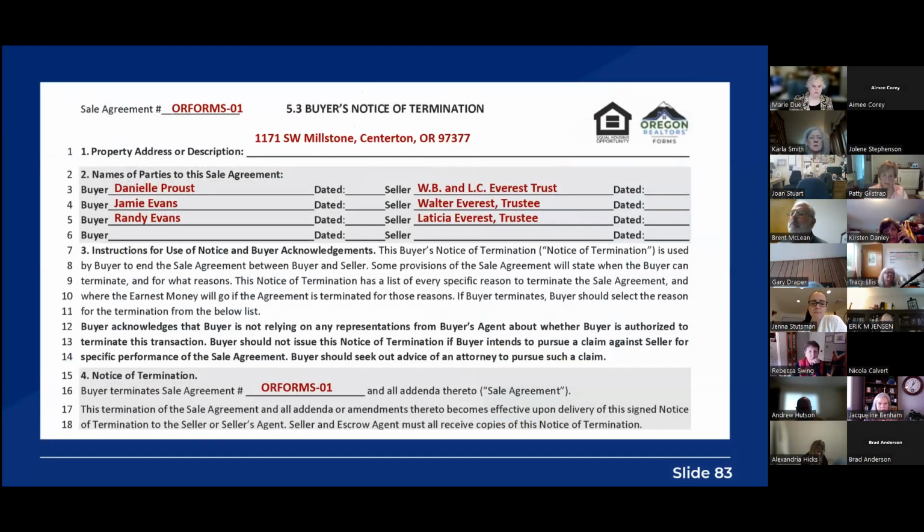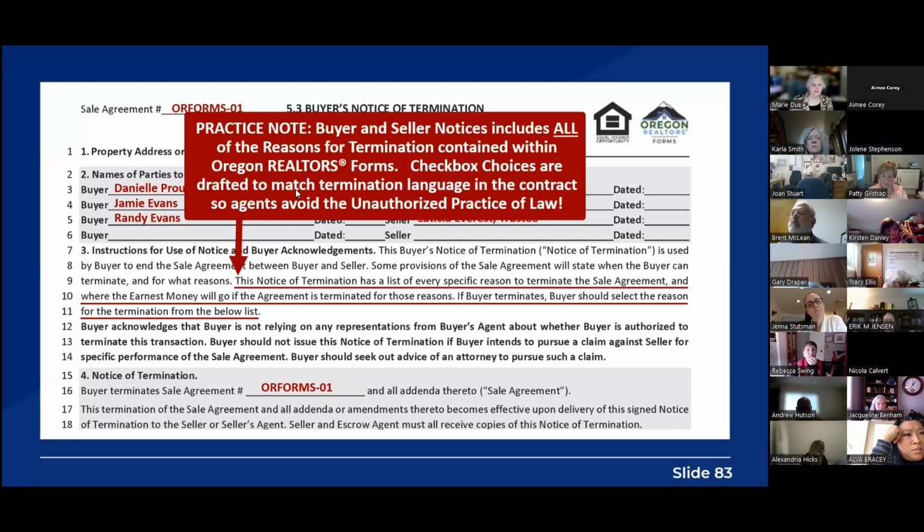Same thing, they acknowledge the same thing up front. There we go. This notice of termination has a list of every specific reason to terminate the sale agreement. So again, we have check boxes. We have a list. You can go through it so that you can just click the box that it follows. Buyers should select a reason for the termination from the list below. We want you to use what we've got written. We've tried to make it easy for that.